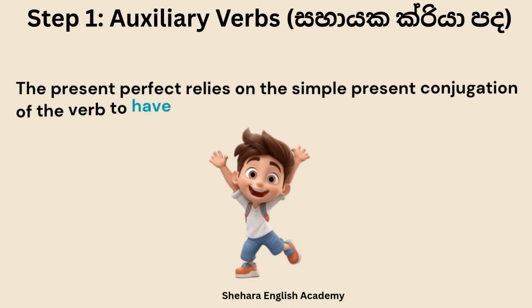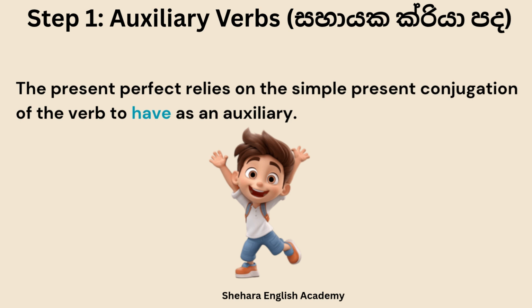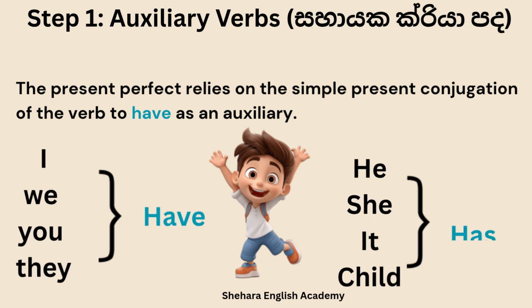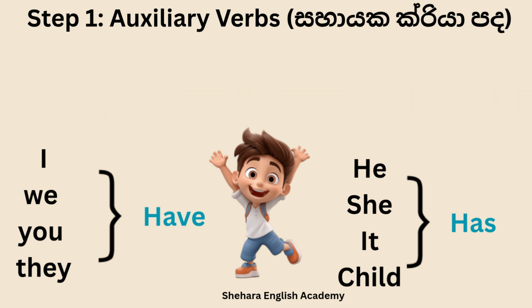Step 1. Auxiliary verbs. The present perfect relies on the simple present conjugation of the verb to have as an auxiliary. For I, we, you, they, have, as plural subjects. For he, she, it, has, as singular subjects.